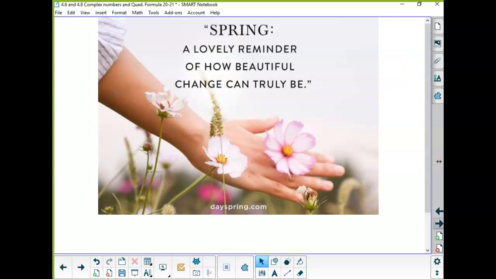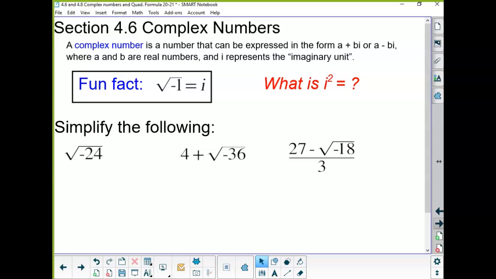Nice little quote. Spring is a lovely reminder of how beautiful change can truly be. I also want you to think about that for this trimester, right? We're starting a brand new trimester. This is your chance, and a brand new topic. We're doing Algebra 2, so this is your chance to really have a fresh start from the beginning.